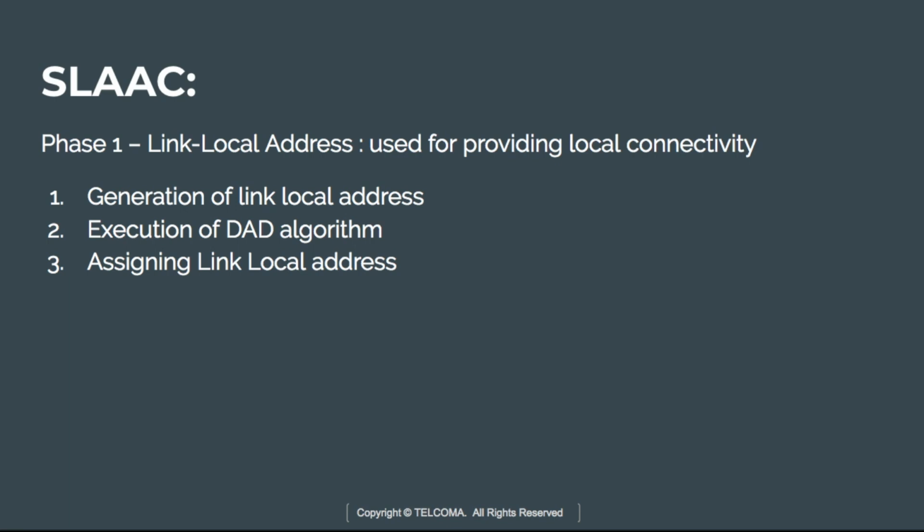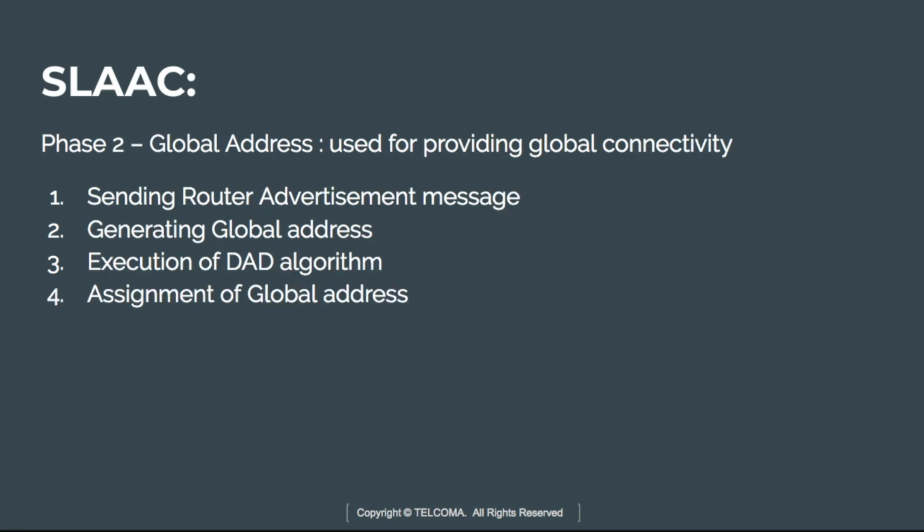So here, the next step: if the address is unique, when we run the DAD algorithm and the result comes back that the address is unique, the node assigns it to the interface. So the address will be assigned to the interface here. This is how we can provide the link-local address to a device so that it can communicate in a local area.